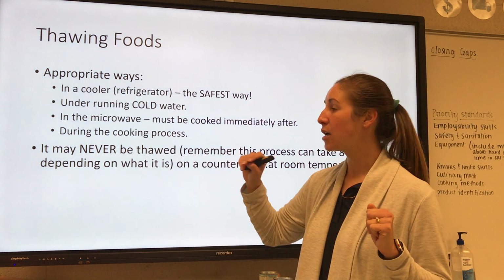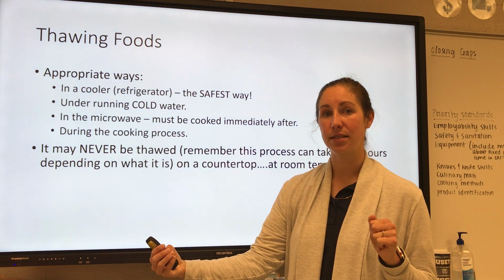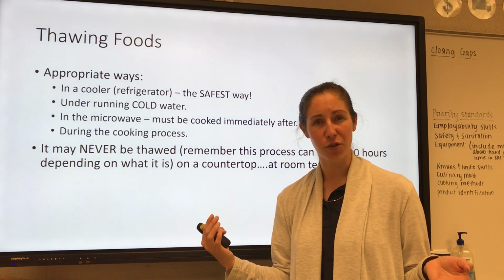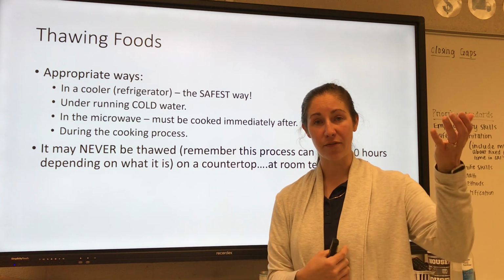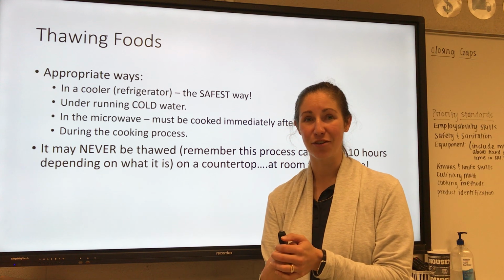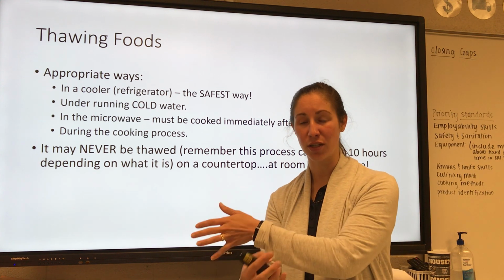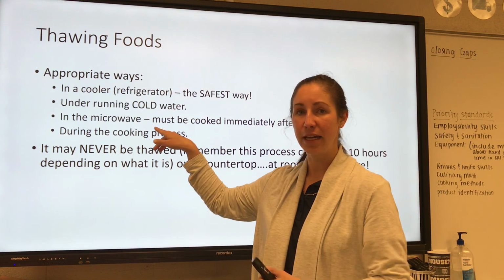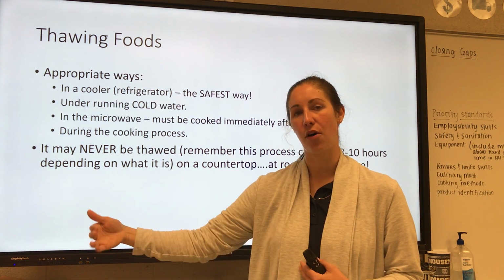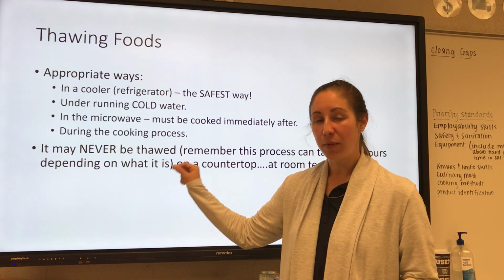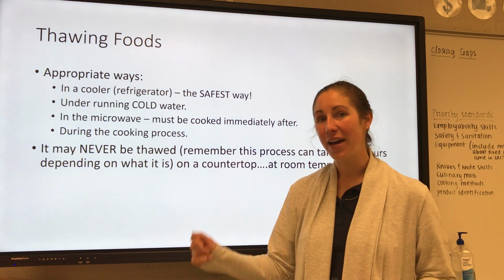The last one is during the cooking process. Okay, so for example, your French fries that you get from the grocery store, they're frozen. You put that frozen food on a sheet pan, you put it in the oven, and those French fries go from frozen to thawed to cooked. You didn't have to do any of these other processes. It was during the cooking process that it thawed out. Okay, it may never be thawed at room temperature on a counter.